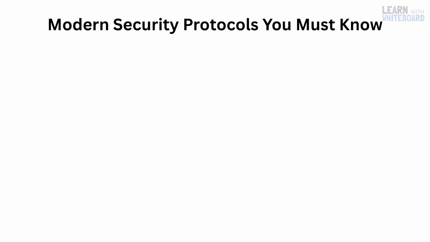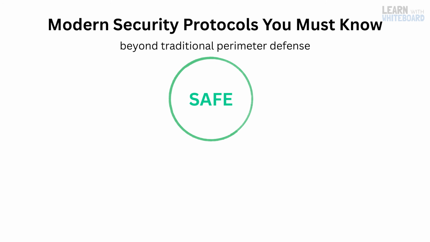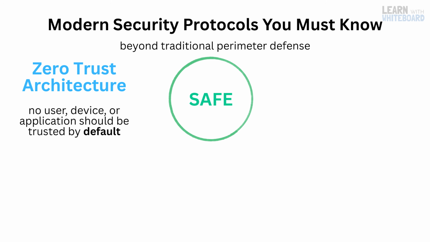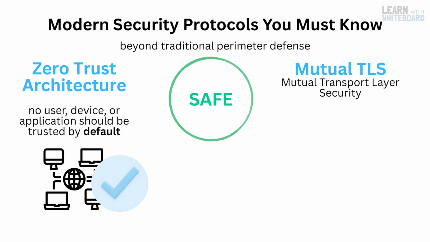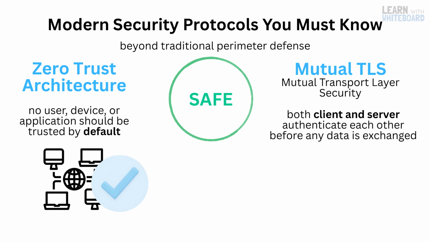Why? Because modern security actually goes beyond traditional perimeter defenses, where everything inside the network was automatically considered safe. Zero Trust architecture completely flips this mindset by assuming that no user, device, or application should be trusted by default, even if it is already inside the network. Every access request must be continuously verified based on identity, context, and behavior. Mutual TLS takes this a step further by ensuring that both the client and the server authenticate each other before any data is exchanged, eliminating the risk of impersonation or man-in-the-middle attacks.